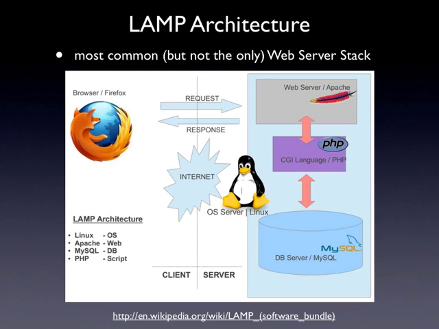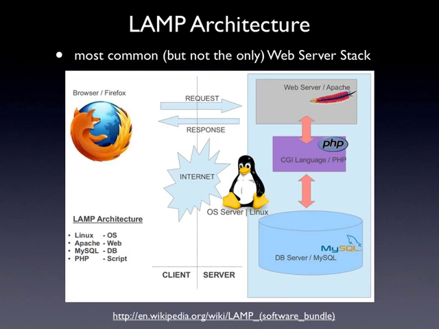So this is a diagram of what we call the LAMP architecture. LAMP is an acronym which stands for Linux, Apache, MySQL, and PHP, and it's what we call a server stack. It's essentially a bunch of different programs which are required on a dynamic web server to deliver dynamic web page content. And each one has a different role.